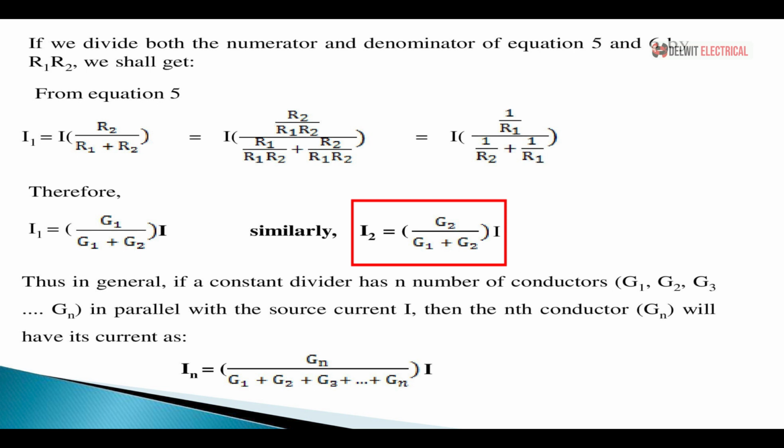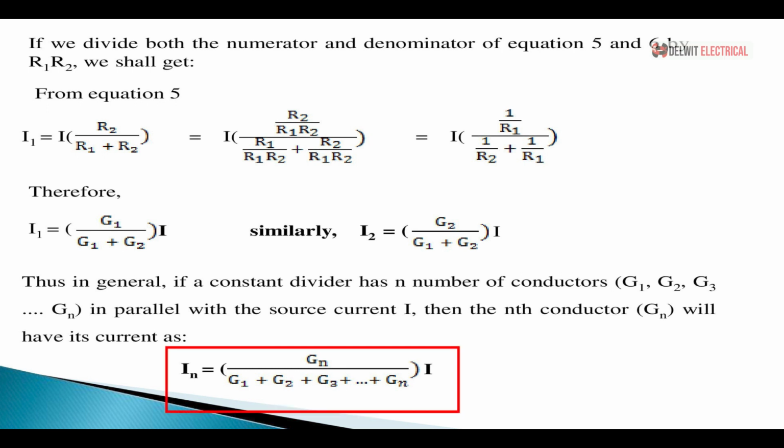Thus, you can now see that if we are using conductances, it's very easy to conclude that when we are looking for the nth conductor, we'll have In is equal to Gn over G1 plus G2 plus G3 plus, to infinity, Gn, times I. That will give us our current across that conductor.